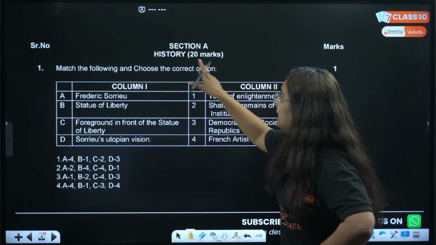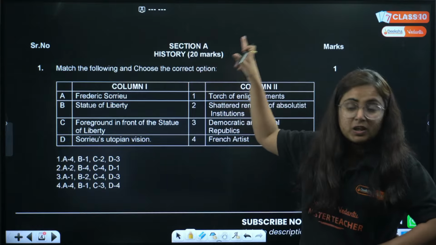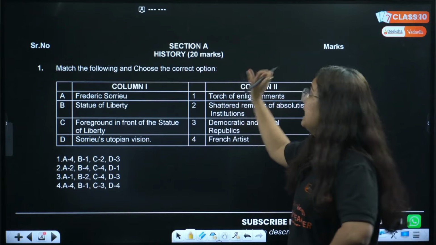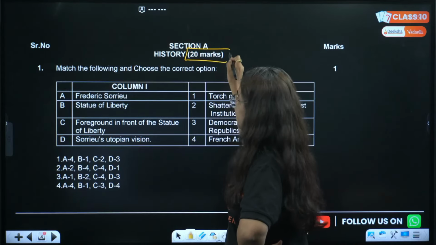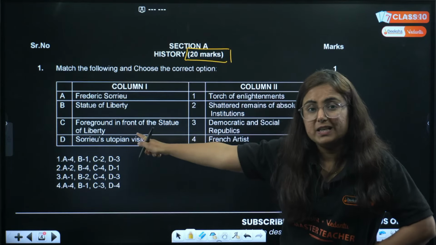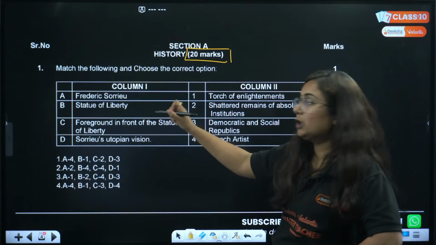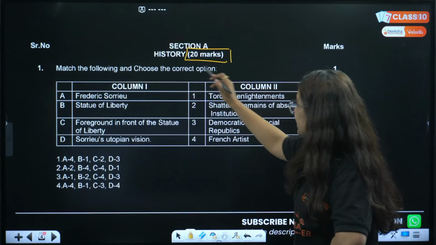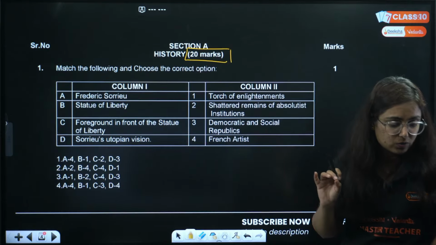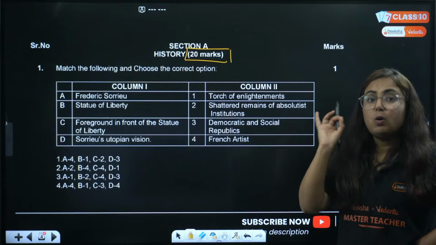Section A, history, consists of how many marks, students? It is of 20 marks, okay? And the first one from history is an MCQ: Match the following and choose the correct option. How are you going to do that?